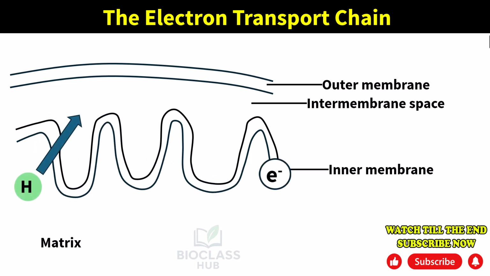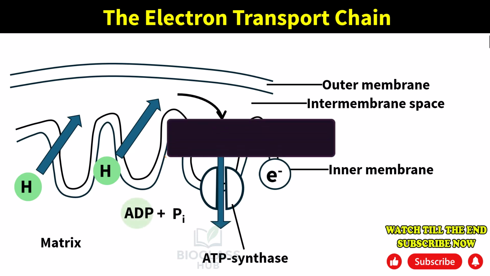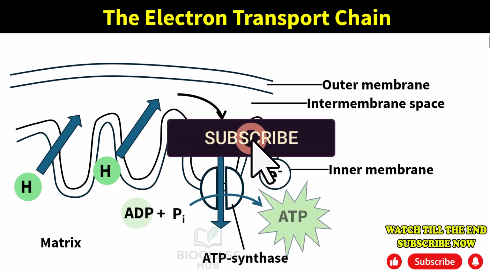These protons accumulate and pass back to the matrix via a special protein called ATP synthase. As water flows through turbines to generate electricity, the same applies to the protons. As they flow back to the matrix via the ATP synthase, energy is generated, used to add inorganic phosphate to ADP to form ATP.